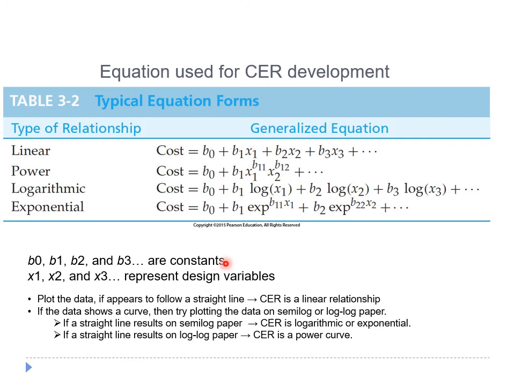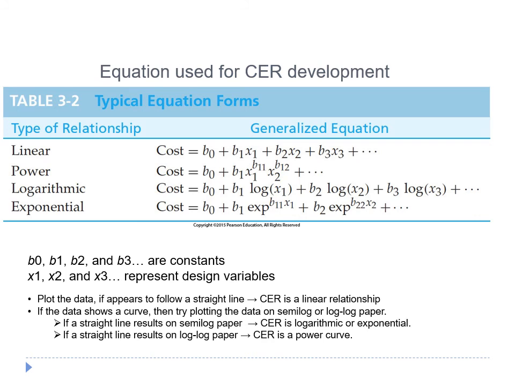In these equations, B0, B1, B2, and B3 are the constants, while x1, x2, x3, etc. represent the design variables. A simple yet very effective way to determine an appropriate equation form for the CER is to plot the data. If a plot of the data on regular graph paper appears to follow a straight line, then a linear relationship is suggested.